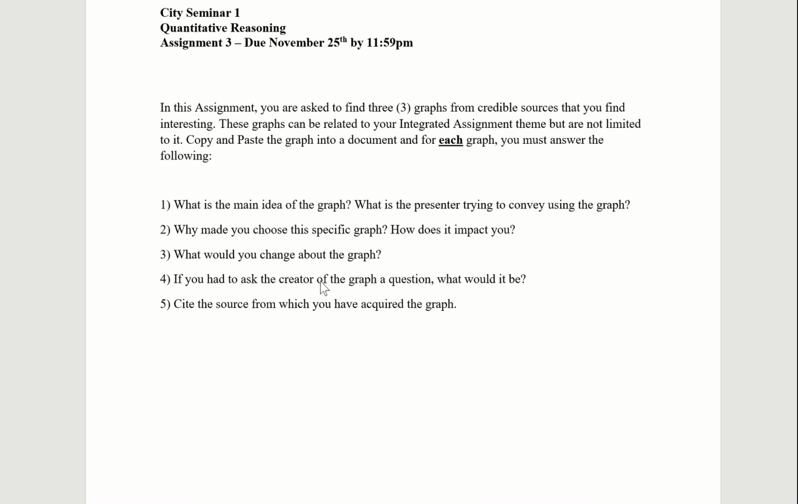Fourth thing, if you had to ask the creator of the graph a question, so whoever made the graph, what would it be? What do you want to ask them? If you had a chance to talk to them, give me a question that you would ask.